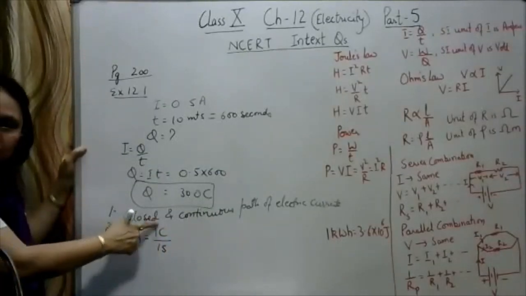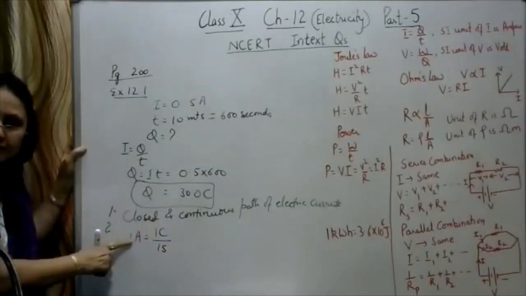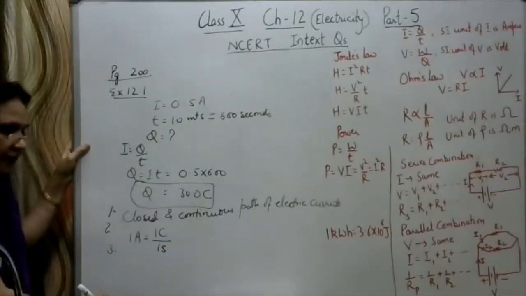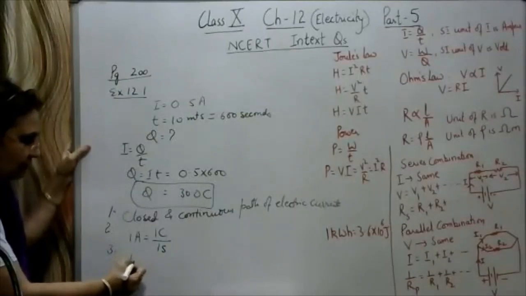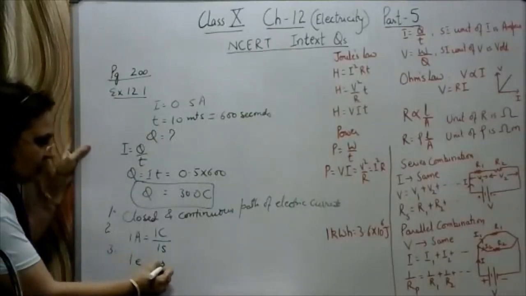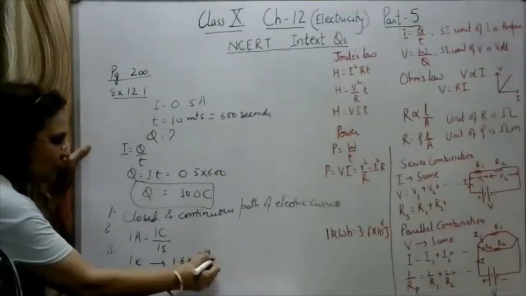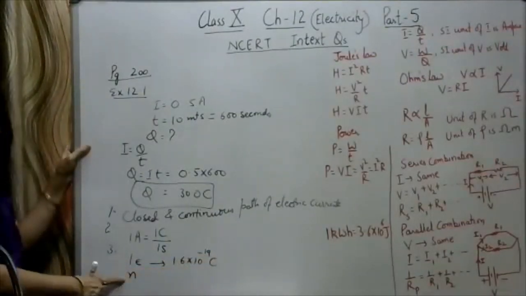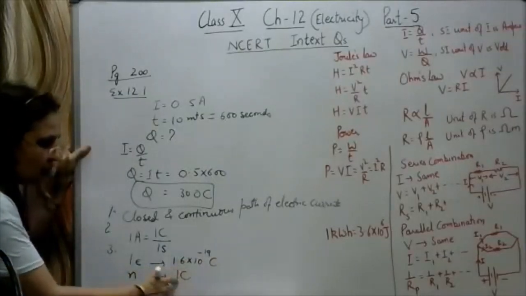Current is equal to charge flown per unit time. If 1 coulomb of charge flows for 1 second, then we say that current is 1 ampere. Question number 3 is, calculate the number of electrons constituting 1 coulomb of charge. We know that 1 electron has got a charge of 1.6 into 10 raised to the power minus 19 coulombs. Here you have to find out the number of electrons. Let n be the number of electrons when the charge is 1 coulomb.